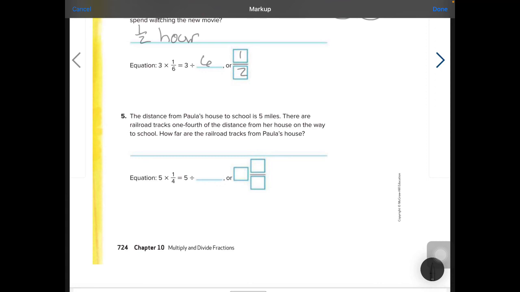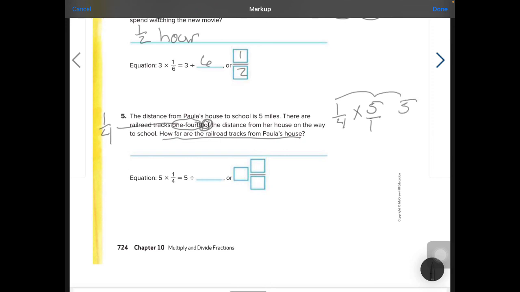Number 5, the distance from Paula's house to the school is 5 miles. There are railroad tracks 1/4 of the distance. Okay, let's translate that. 1/4 looks like this. And there's our little clue telling us it's multiplication. So we're going to do 1/4 times 5. We should read the rest of the problem though. 1/4 of the distance from her house on the way to the school. How far are the railroad tracks from Paula's house?